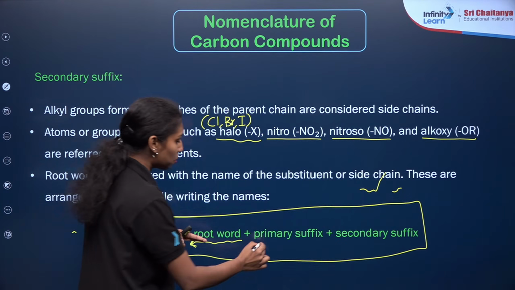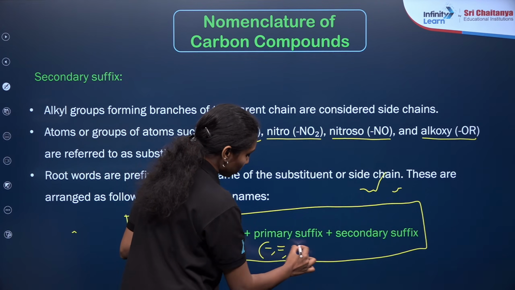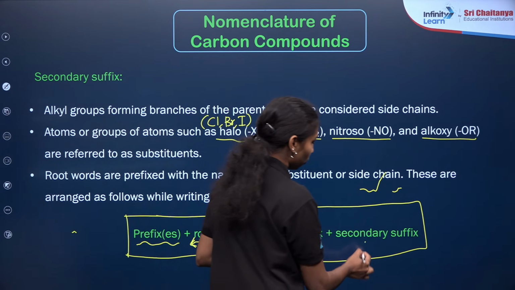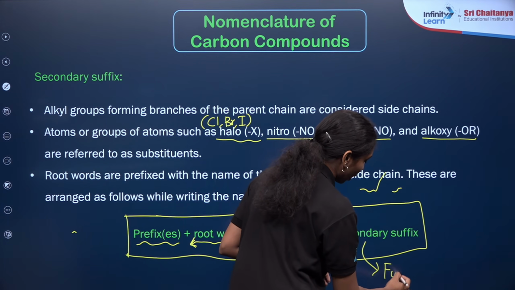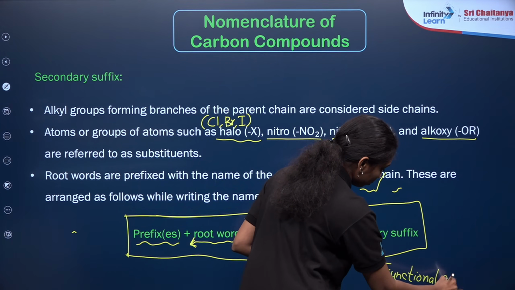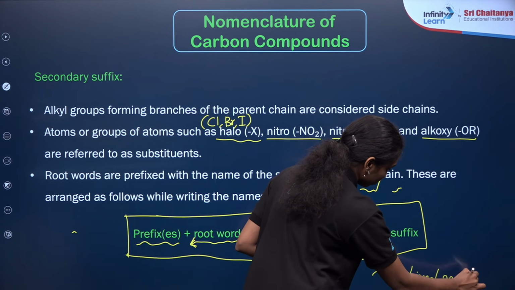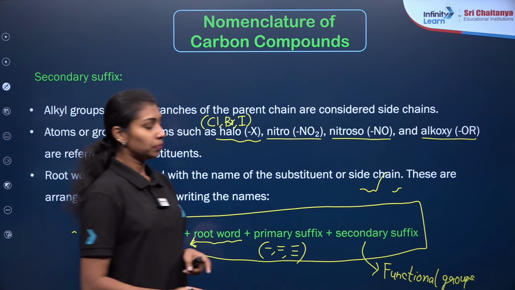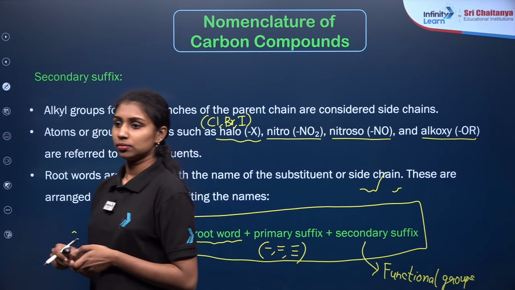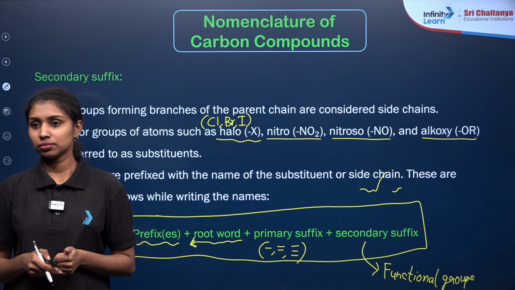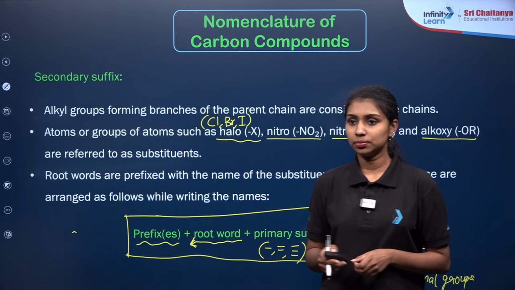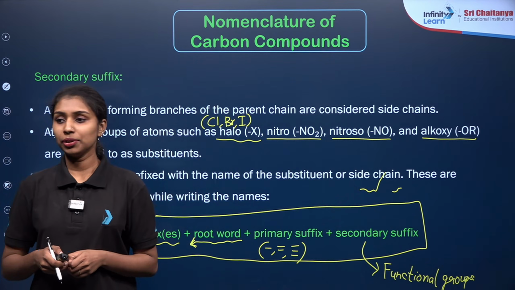The primary suffix will be either a double bond, single bond or triple bond, right? Then the secondary suffix means they will be considering the functional groups. So this is the general rule to find out the IUPAC naming of any compound. Is that clear? Is there any doubt?